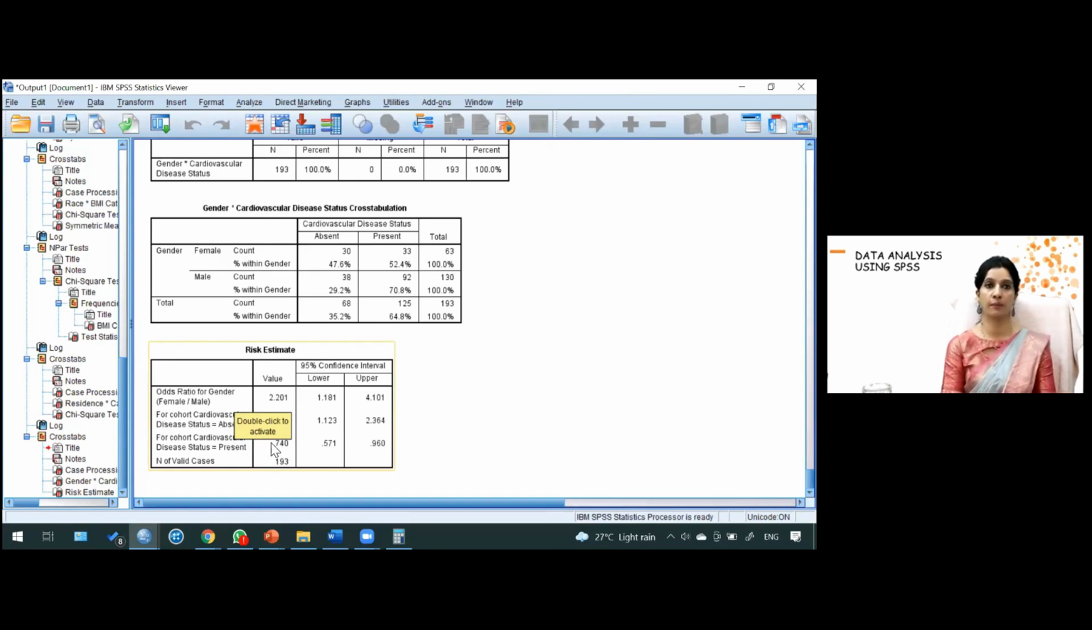Generally we are interested in a disease outcome. So you have to take 1 divided by this value, which will give you the actual relative risk. Okay, is it clear to everyone?